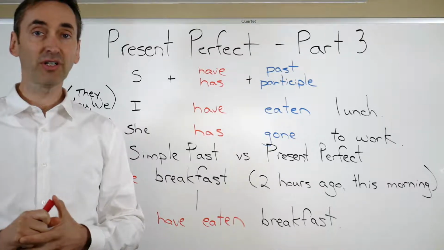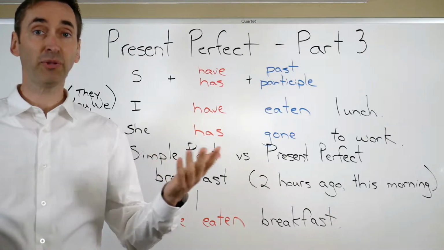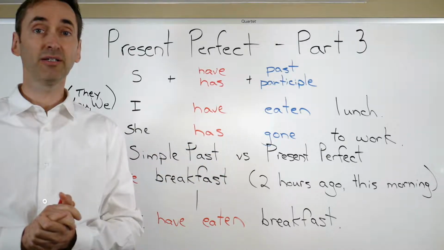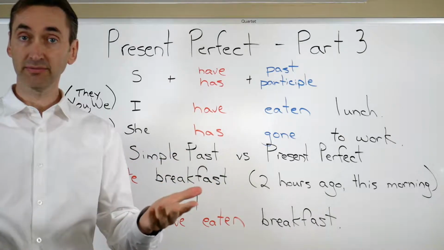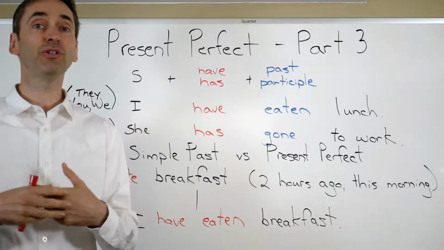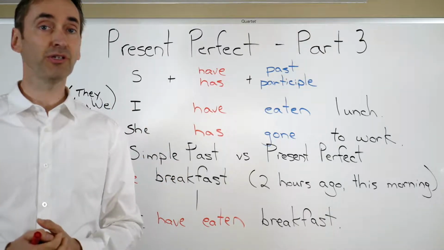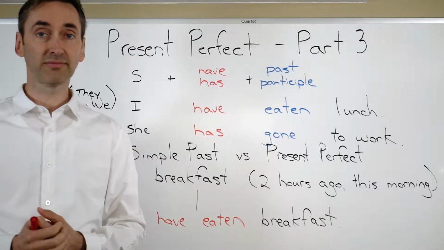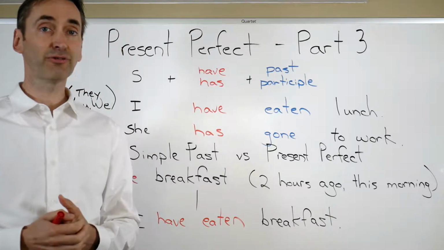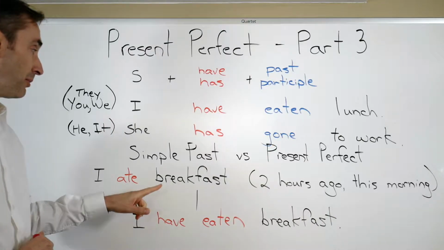When we use present perfect, there's no specific time. It could have happened anytime. When it happened doesn't matter, or we don't care, or we don't know. We just are saying this to describe that something is completed, something is finished. This is the difference between present perfect and past tense.